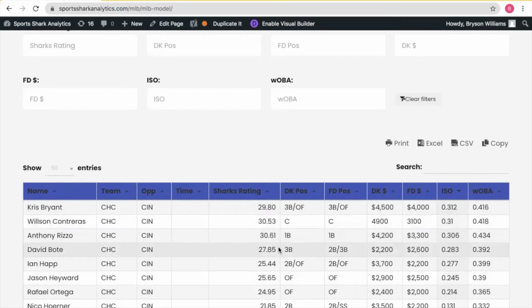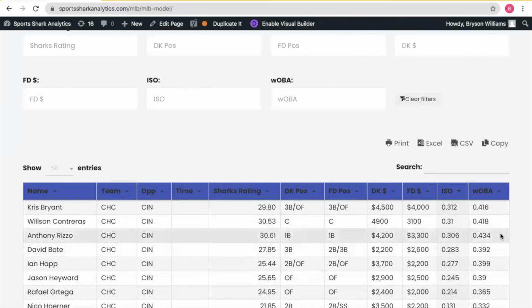So on FanDuel, where you can build a 4-man stack, I would do 4 of these guys, maybe the top 5, or everybody except, let me see, maybe Nico. On DraftKings, where you can build a 5-man stack, I will look to target 5 guys from this team that has a high ISO over 200.